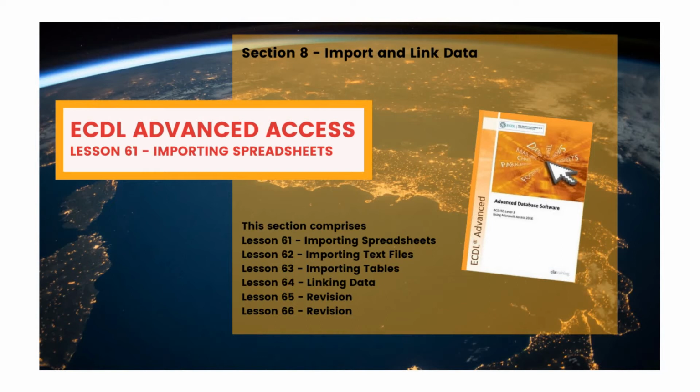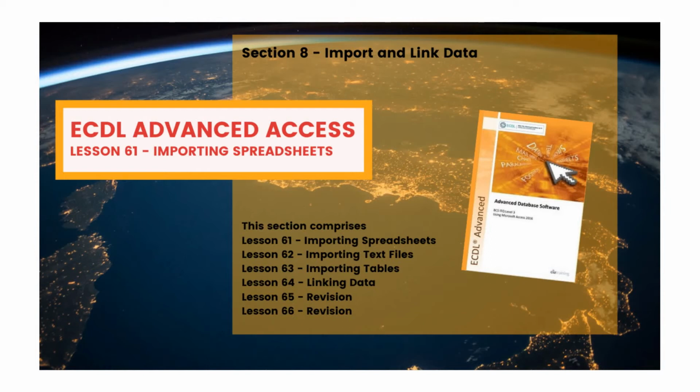Importing spreadsheets. It is possible to import data from one database to another, or from a different type of file, such as a spreadsheet or a text file. This can be very useful if the data required for an Access application already exists in another location, either in a different database or in an Excel spreadsheet, for example.